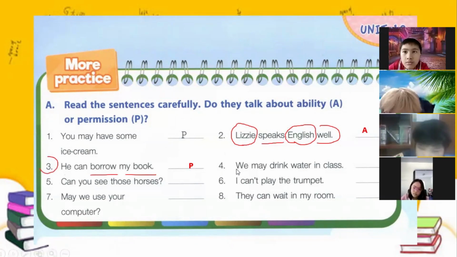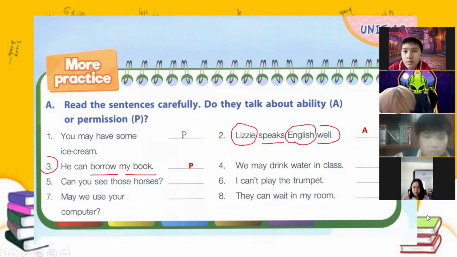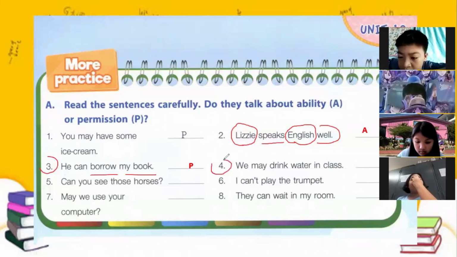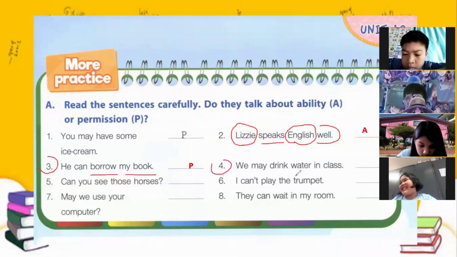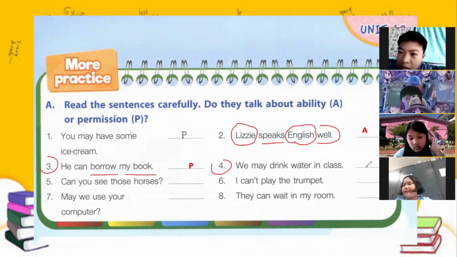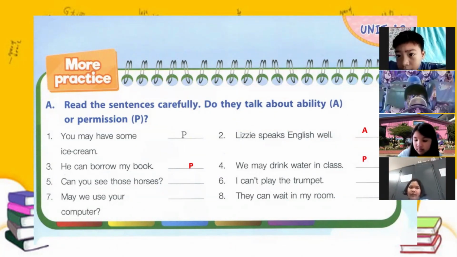Now sentence number 4, we may drink water in class. So let me ask one student, Dew, what do you think? Sentence number 4, it's ability or permission? P, permission. Very good. Why? Because like you are asking. We are asking. We may drink water in class. So that's permission, or you are allowed to drink water in class. So that's permission.